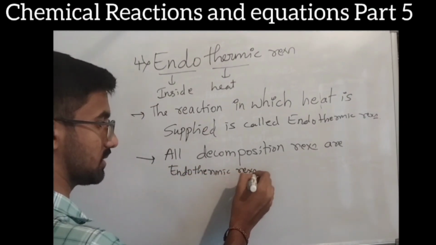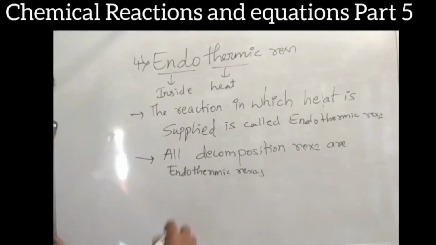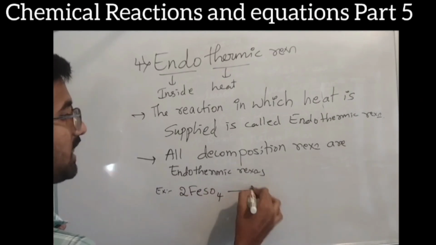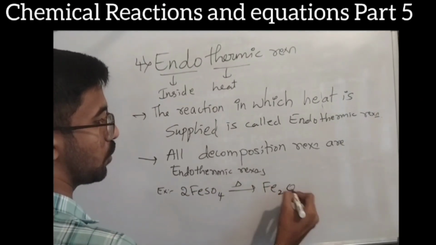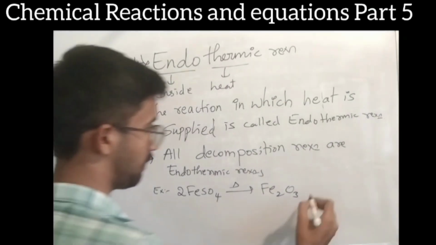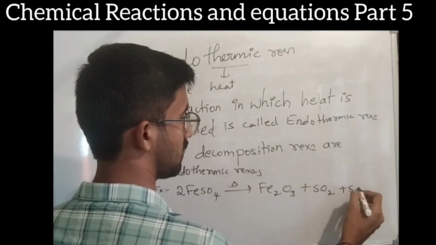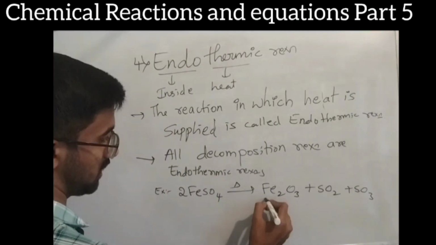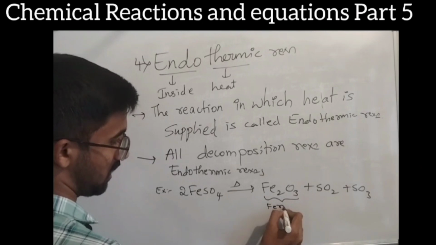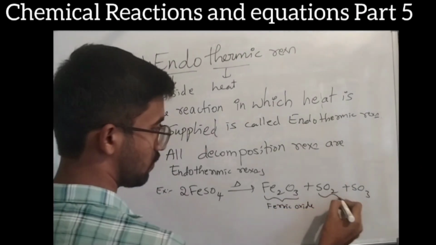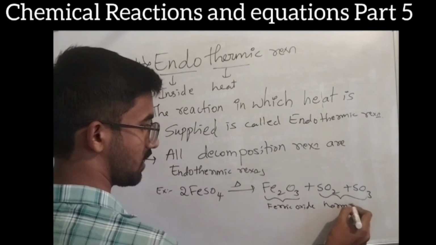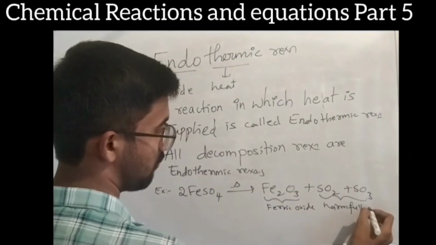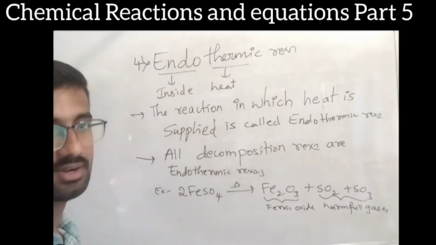Endothermic reactions. Clear? For example, 2FeSO4, when we heat it, we get Fe2O3, ferric oxide, plus sulfur dioxide plus sulfur trioxide gases, which are liberated in the form of heat only. The main product is ferric oxide, where these two are harmful gases which we saw in the decomposition reaction. Harmful gases, sulfur dioxide and sulfur trioxide.